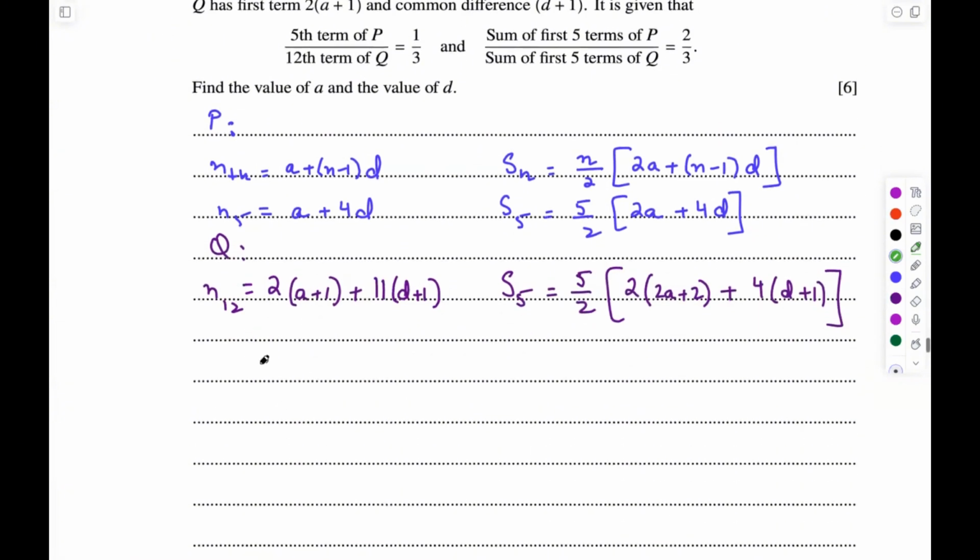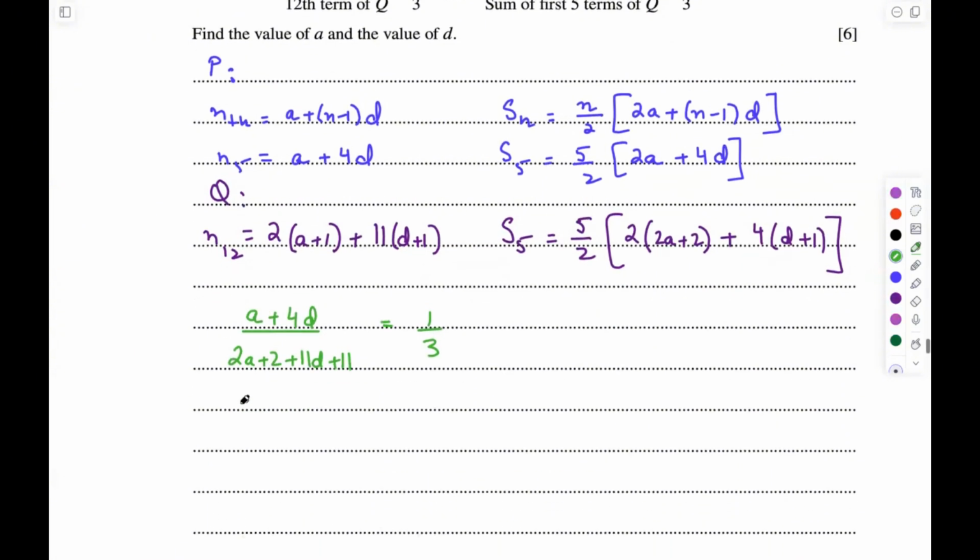So the fifth term of P will be given by A plus 4D. And the 12th term of Q will be given by, so we can simplify this to write it as 2A plus 2 plus 11D plus 11 equals 1 upon 3. So simplifying this, we can write this as A plus 4D, and this will become 2A plus 11D, and 11 plus 2 will become 13, equals 1 upon 3.